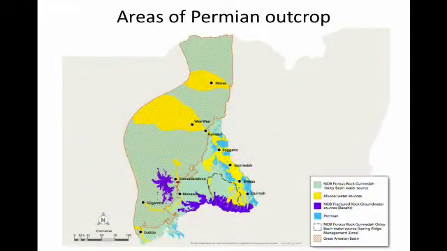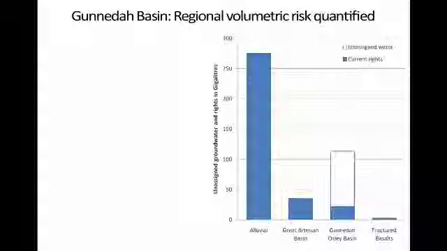Just going back to the map here, you can see the areas where the Permian rocks outcrop in blue. These are the areas where coal seams potentially outcrop or directly underlie alluvial deposits. So now if we look at the volumetric risk.